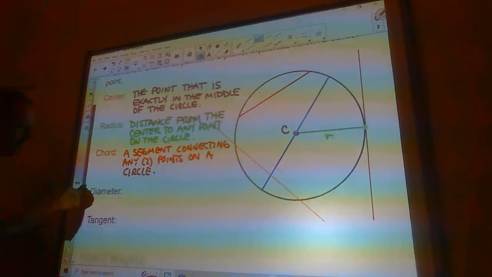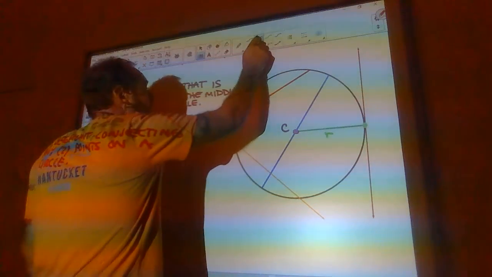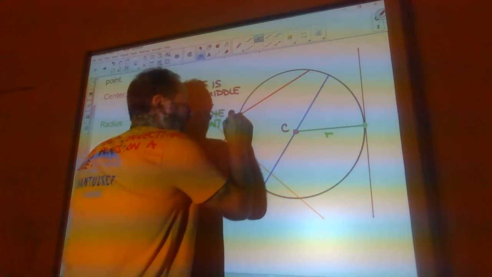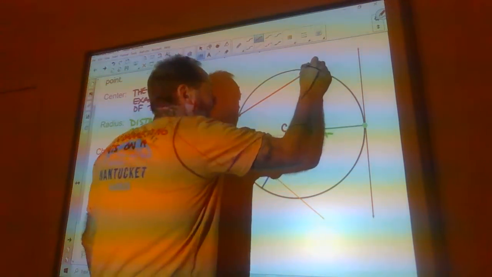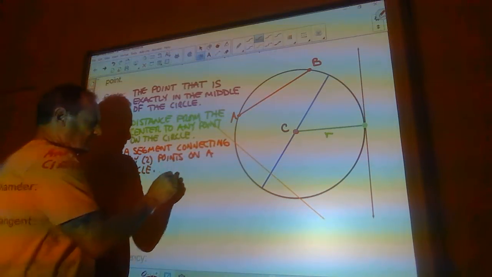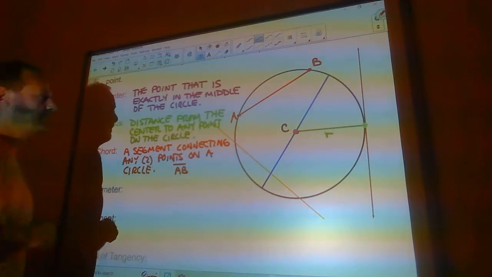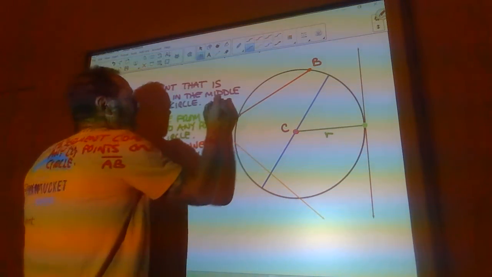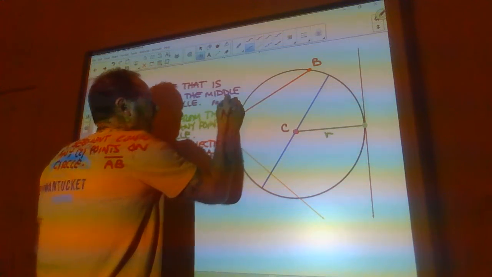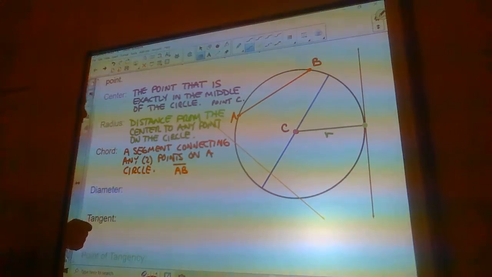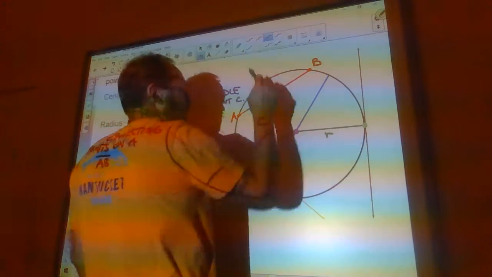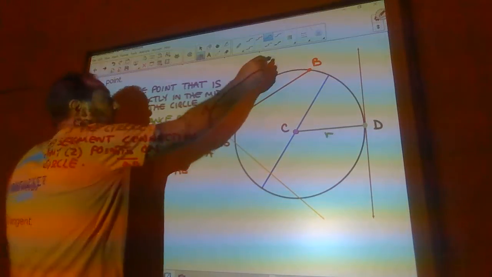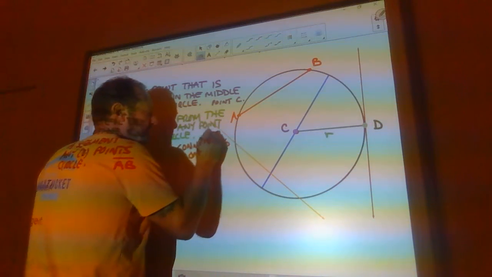Now a diameter, let's go back to chord for just a second. We'll call this point right here A, and we'll call this point B, and so the chord would be segment AB. Okay, and up here, the center would be point C. The radius, we'll call this point D right here. So the radius would be segment CD.